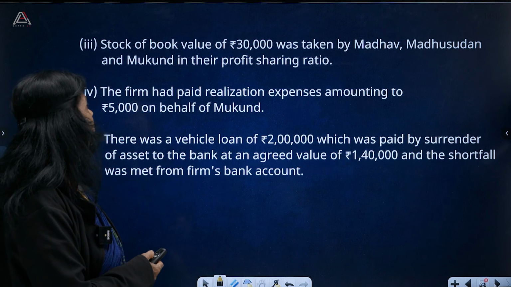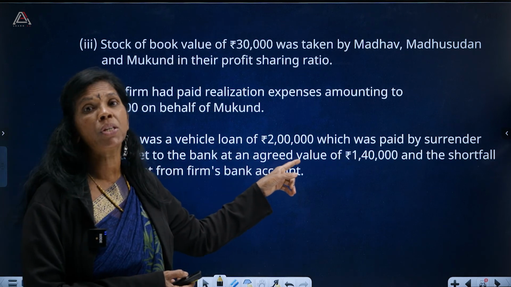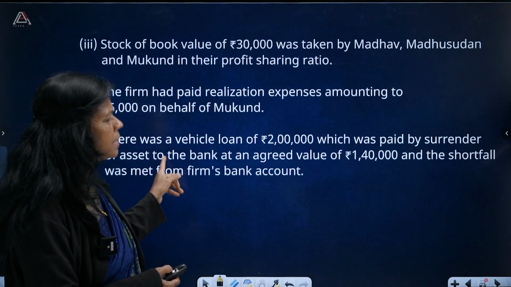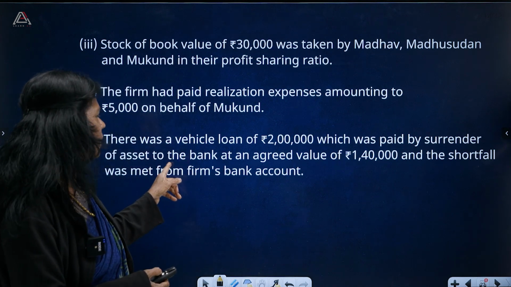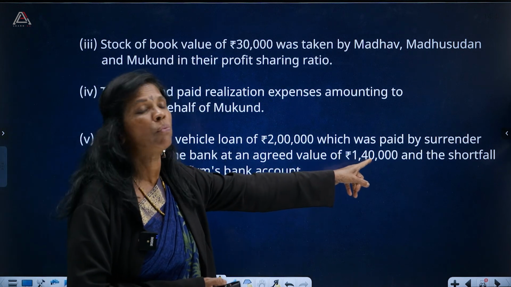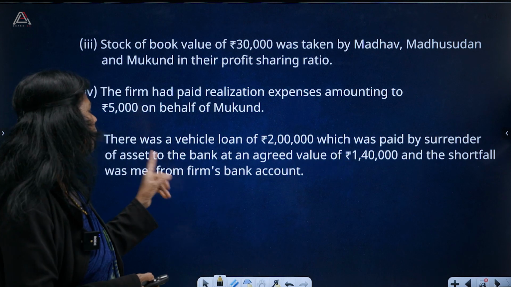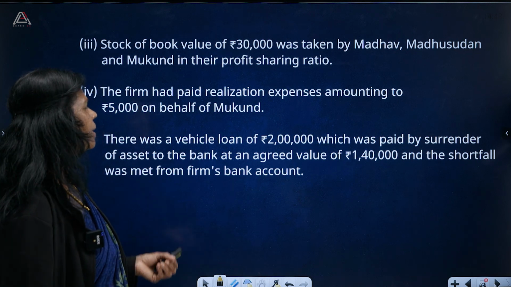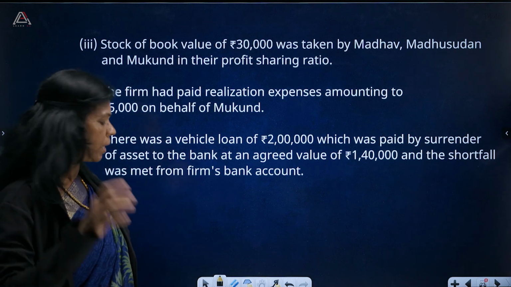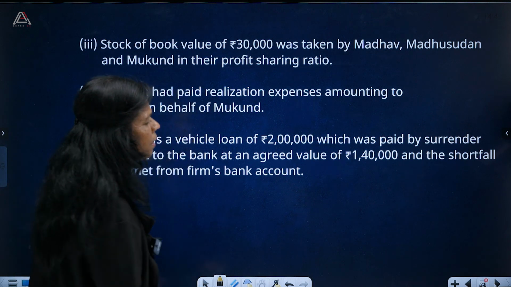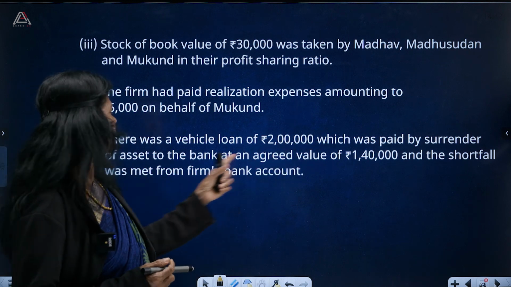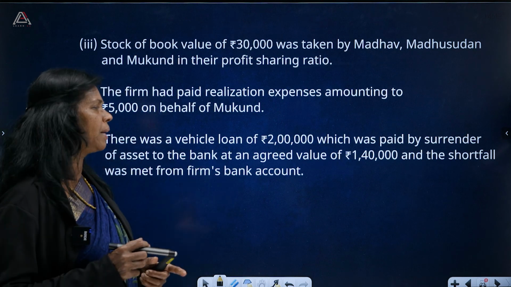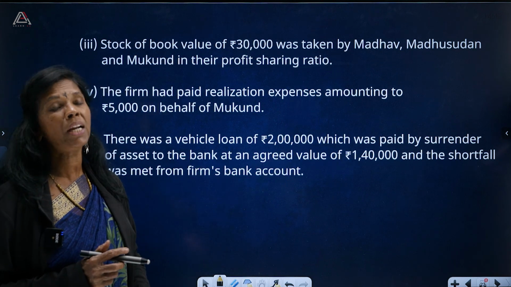Then another one, there was a vehicle loan of rupees 2 lakh, which was paid by surrender of asset to the bank at an agreed value of rupees 1,40,000 and the shortfall was met from firm's bank account. See, last adjustment, that is there was a vehicle loan of rupees 2 lakh. How much is the vehicle loan? 2 lakh. Then which was paid by surrender of asset. How it will be paid? By surrender of asset to the bank at an agreed value of rupees 1,40,000.